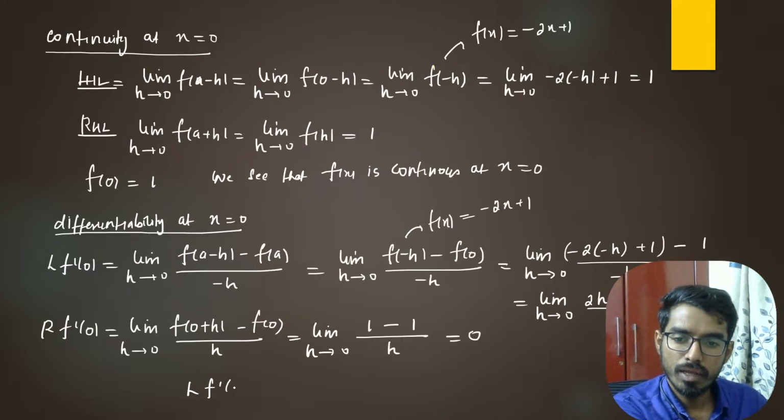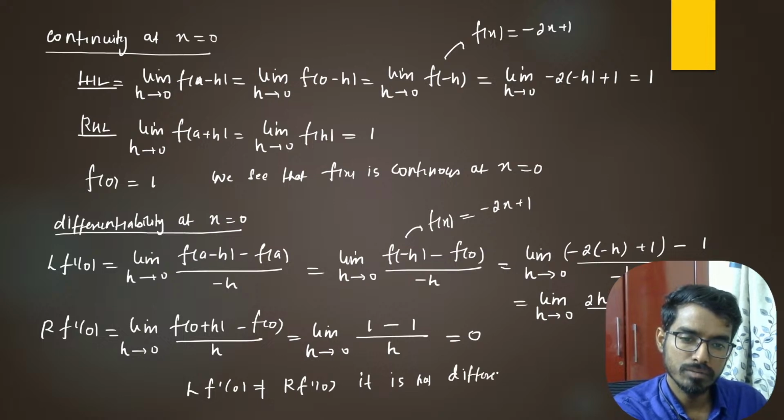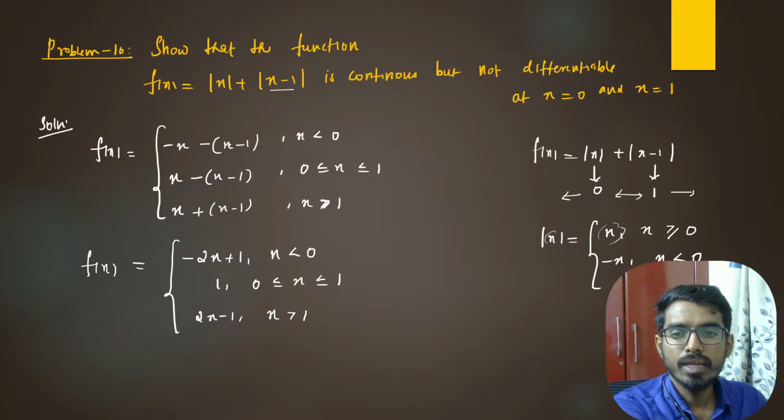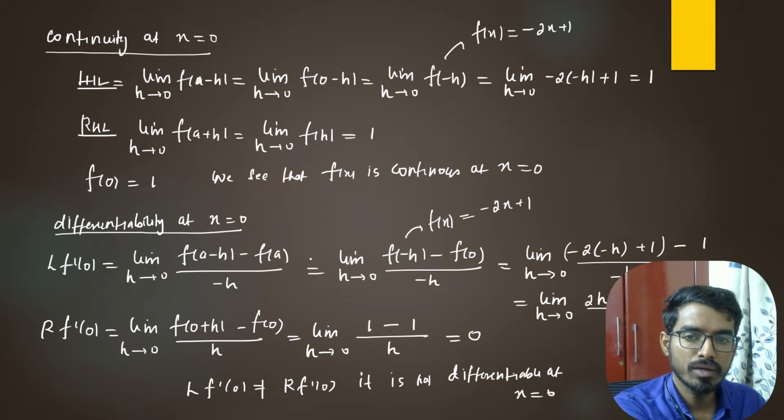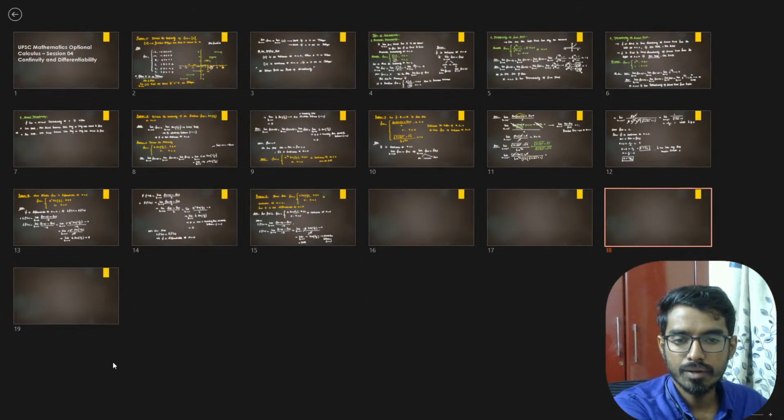Now you see that L of f dash of 0 is not equal to R of f dash of 0. That means it is not differentiable at x is equal to 0. Similarly, at x is equal to 1 also, you can say that it is continuous but not differentiable, right? You check, you do for x is equal to 1, right?